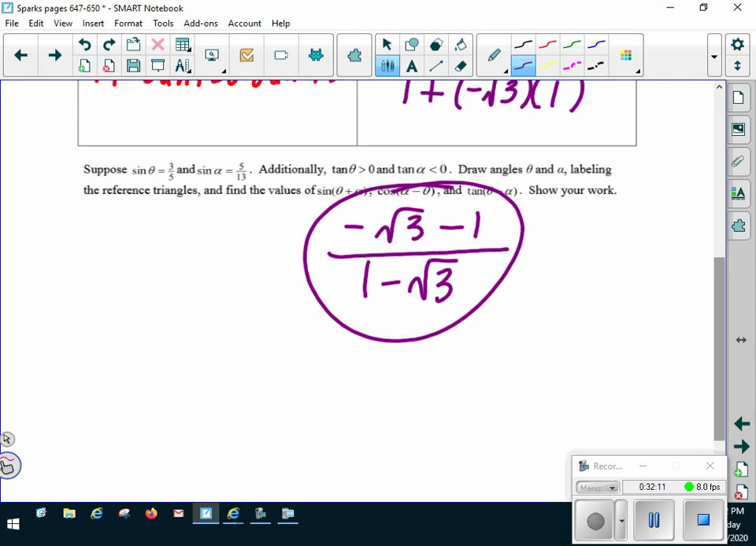Are those exactly the same where I could factor them out and say answer's 1? Where do you see a difference? That's right. Numerator is a -1, but denominator is a +1. Good.